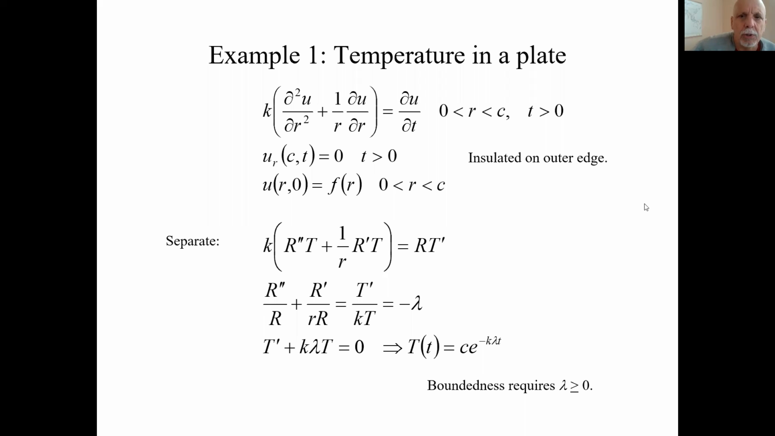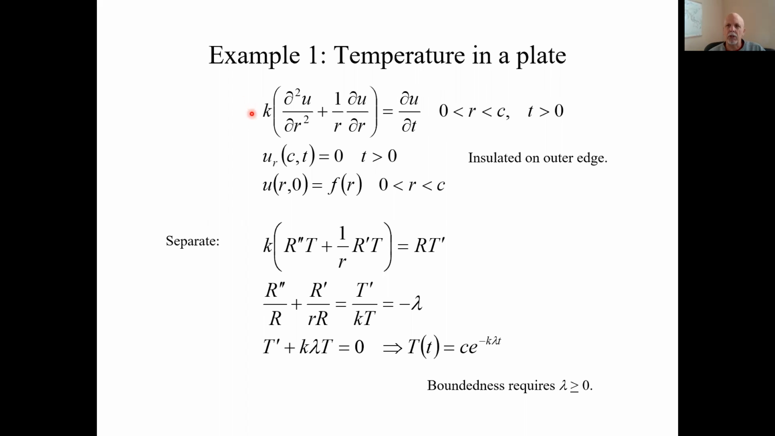We'll do another example now of a partial differential equation boundary value problem in cylindrical coordinates. Temperature in a plate, in a round plate. Again, we assume radial symmetry so that at any angle, it's the same temperature.